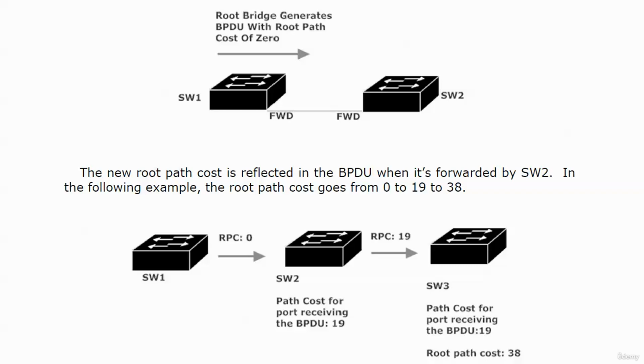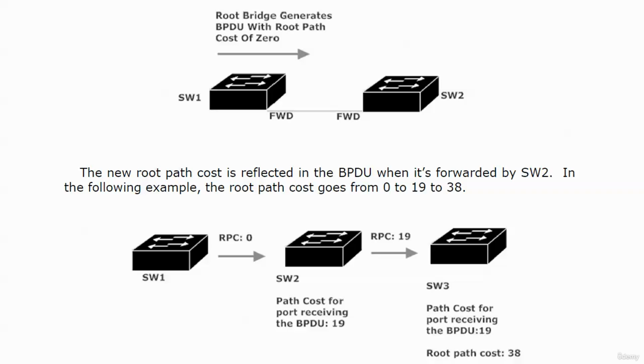Now, that new root path cost is going to be reflected in the BPDU as it is forwarded, because switch 2 gets that BPDU, and I added this third switch. So switch 1 is connected to switch 2, which is connected to switch 3, and switch 3 and switch 1 are not connected in this lab. And in that example, the root path cost goes from 0 to 19 to 38.